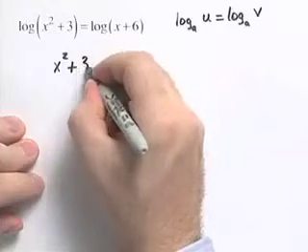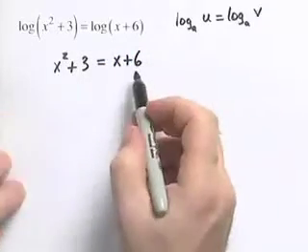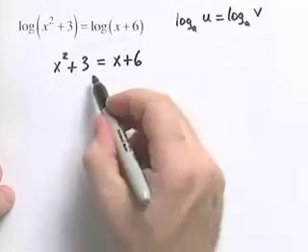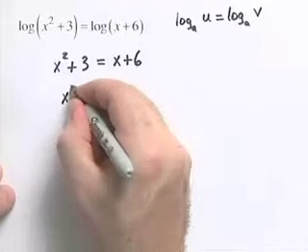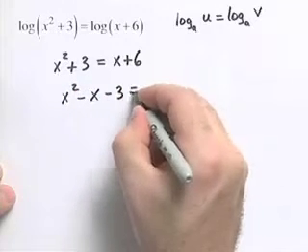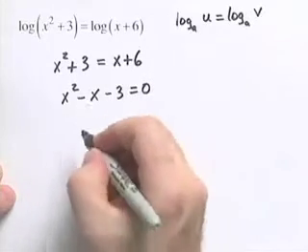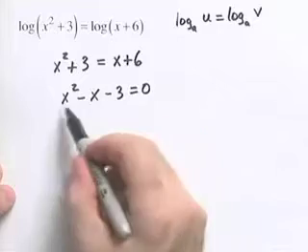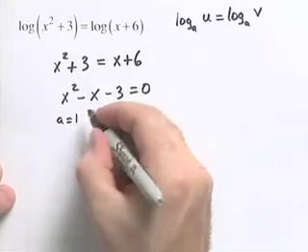We'll have x squared plus 3 equals x plus 6. We've got a quadratic equation now. We'll bring everything to the left side. Let the right side equal 0. We'll have x squared minus x minus 3 is equal to 0. We want to solve this equation by factoring, if possible. We look at this. It doesn't appear that factoring will work. So we can use the quadratic formula.